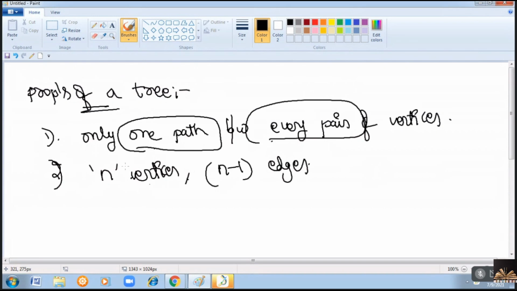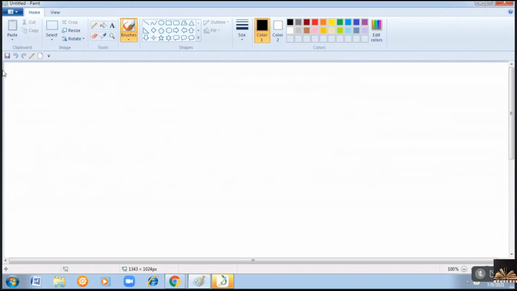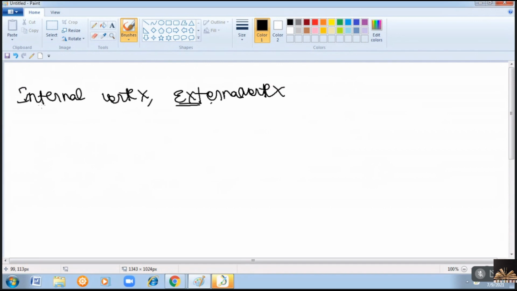Next, internal and external vertices of a tree. Internal vertex, external vertex. If the degree of a vertex is at least 2, then the vertex is called internal. If the degree of a vertex is 1, we will call it an external vertex in a tree.